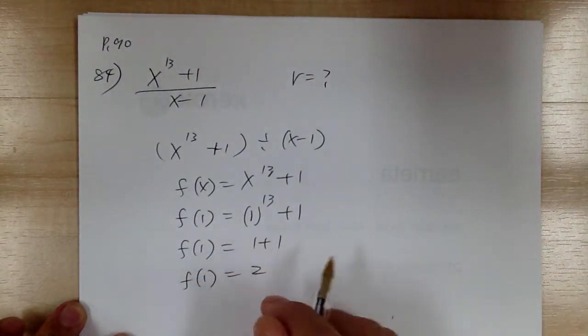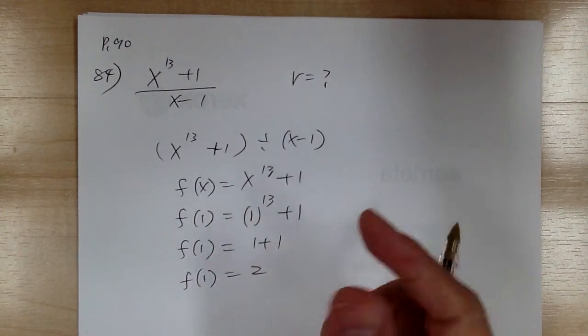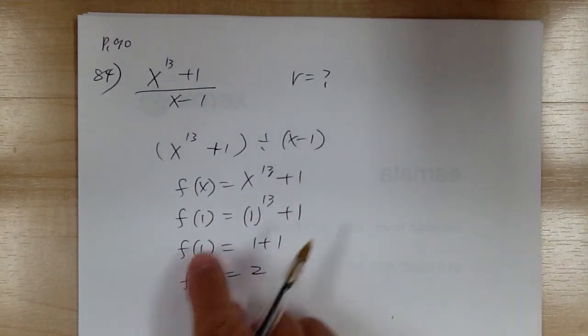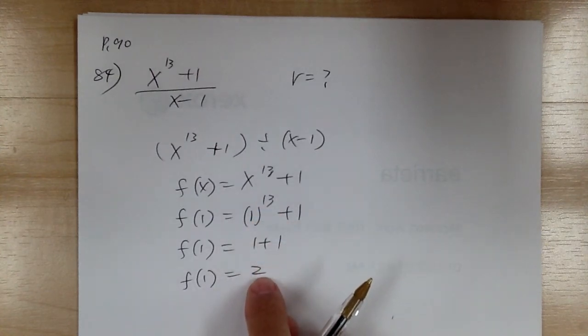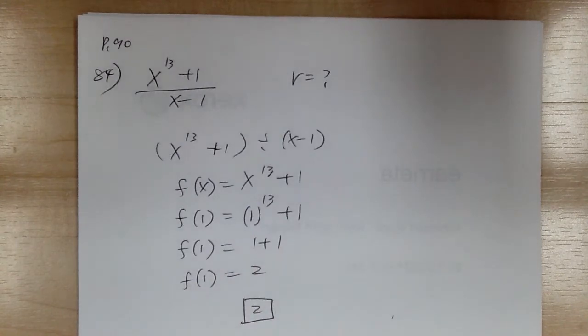Okay? So again, the remainder theorem says substitution and remainders are interchangeable. When you substitute, the number you get will be the remainder. So the remainder will be equal to 2. Okay, let's go to the next one.